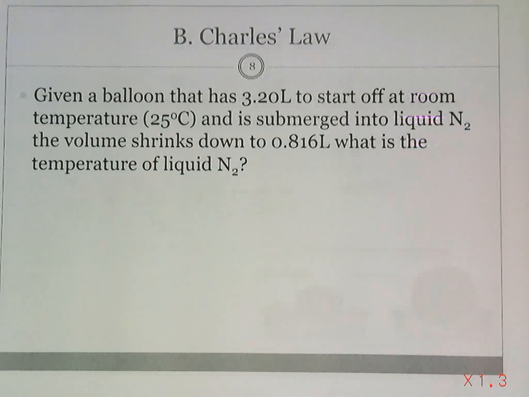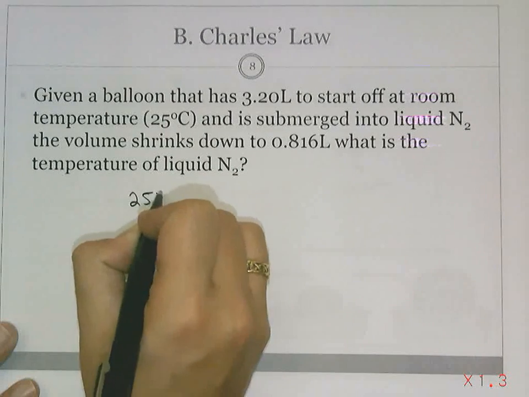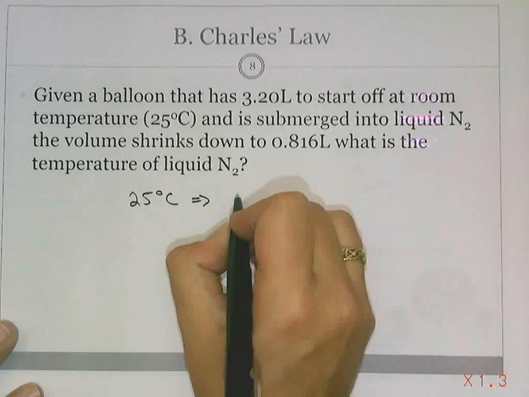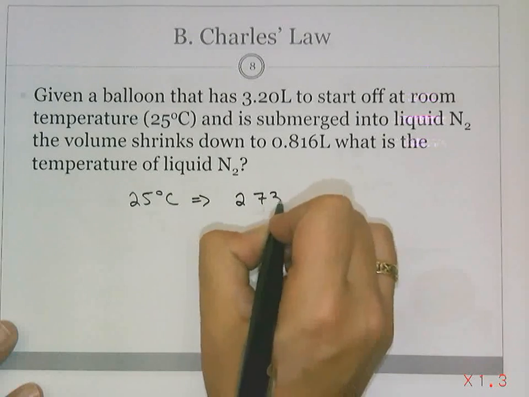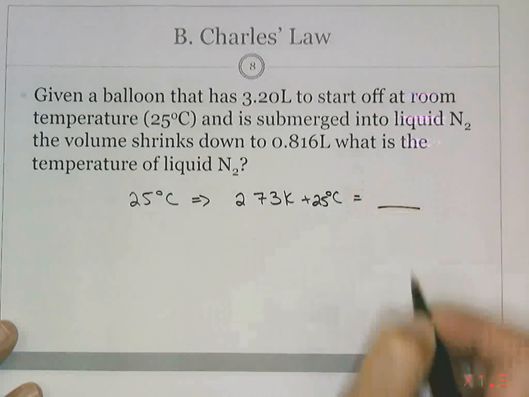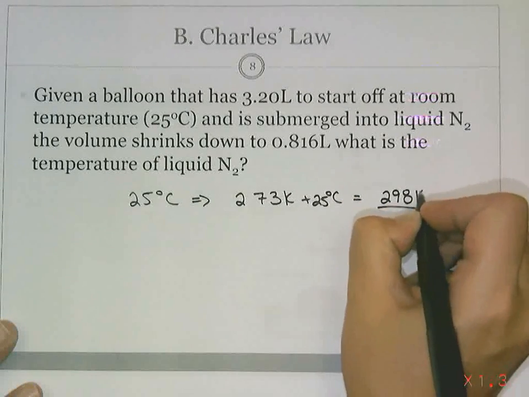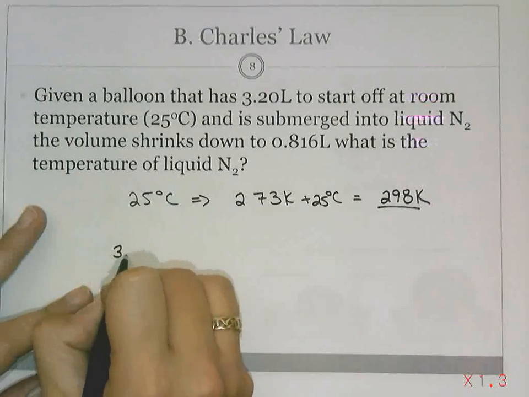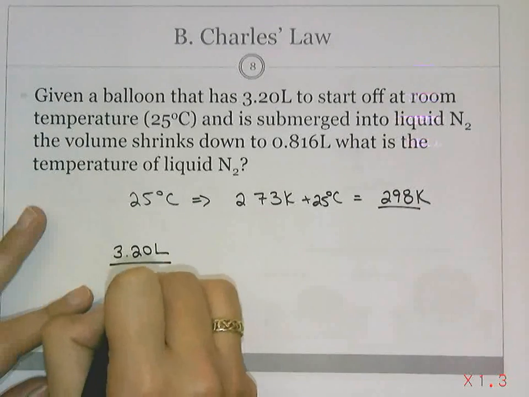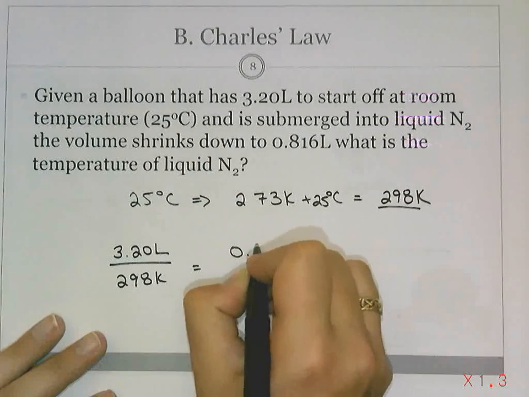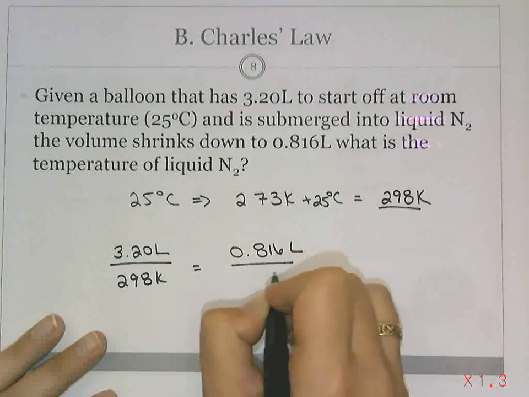So first thing, I gave you the temperature in degrees Celsius. Well, 25 degrees Celsius, you can get to Kelvin by saying 273 Kelvin plus degrees Celsius is our new temperature. Happens to be 25, so in this case, 298 Kelvin is our initial temperature. So using Charles's law, we can set up that proportion. Using our new volume, we try to figure out what this is.